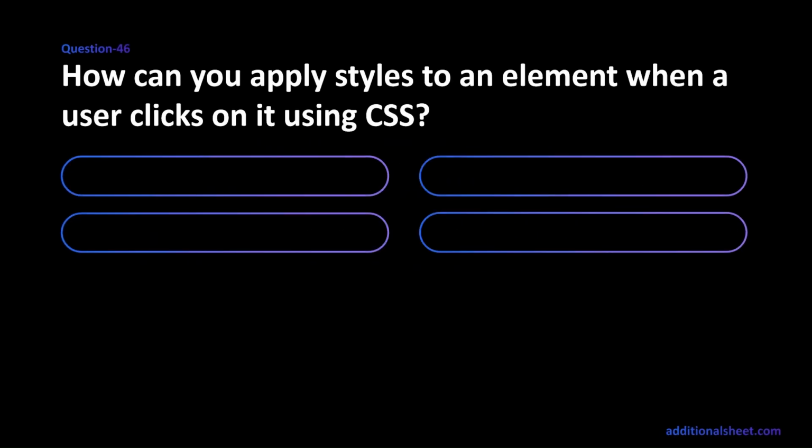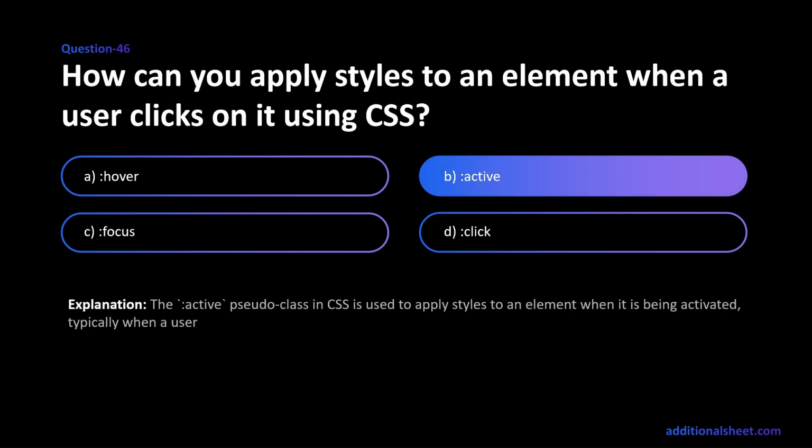Q46. How can you apply styles to an element when a user clicks on it using CSS? Options are A. :hover. B. :active. C. :focus. D. :click. Correct answer is option B. The :active pseudo-class in CSS is used to apply styles to an element when it is being activated, typically when a user clicks on it.